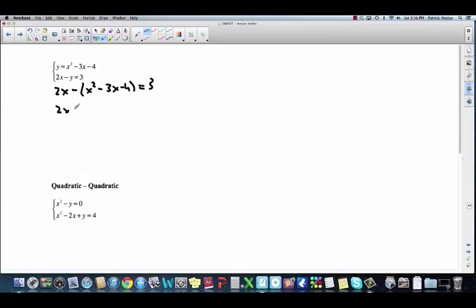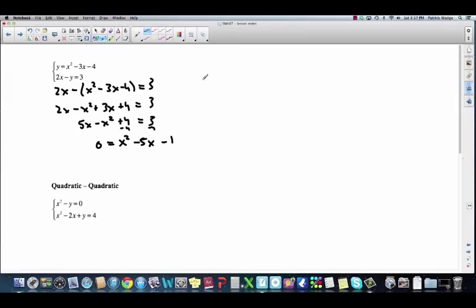And minus x squared, minus minus makes a plus 3x, minus minus makes a plus 4, equals 3. Combine the 2x and 3x, I get 5x minus x squared plus 4 equals 3. Let's move everything to the right hand side. So I get 0 equals x squared minus 5x, and I'm going to take away 4 and take away 4, so I get minus 1. x squared minus 5x minus 1.